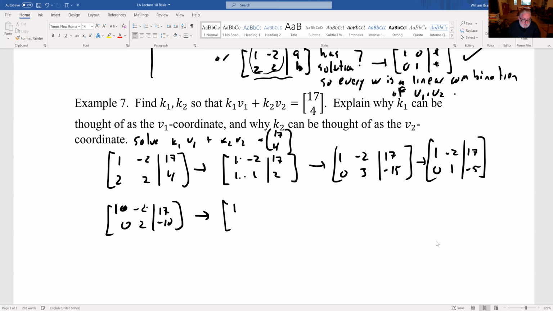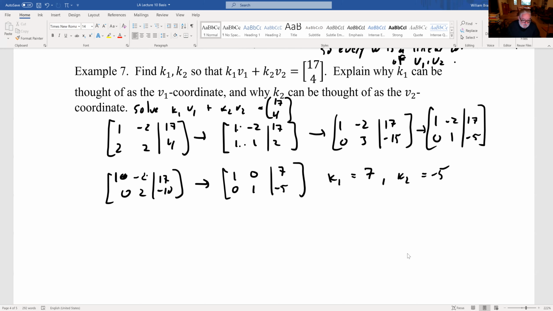So I get 1, 0, 10 plus minus 17 is 7. 17 minus 10 is 7. And then I'll divide the bottom row by 5 again. So K1 equals 7. K2 equals -5.